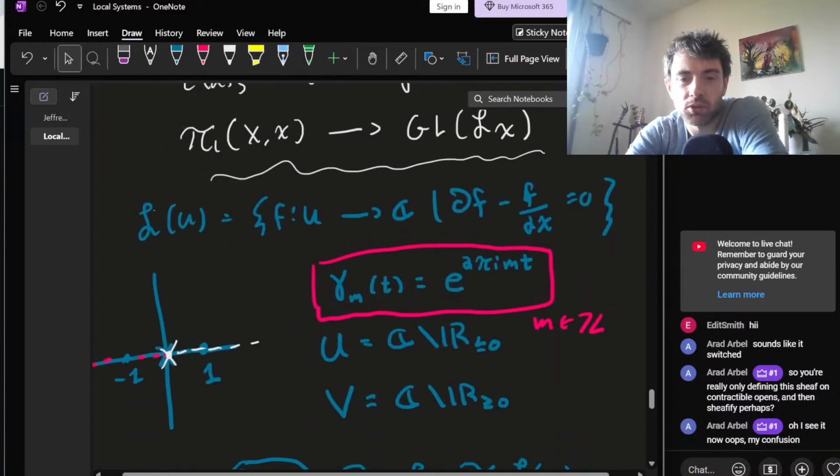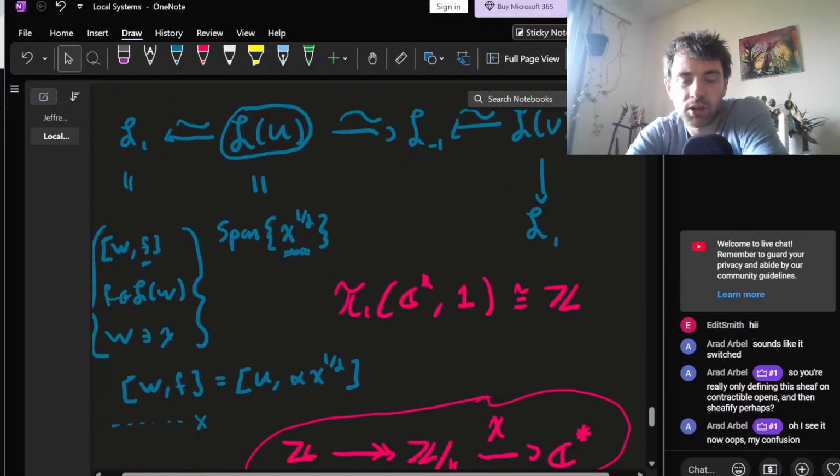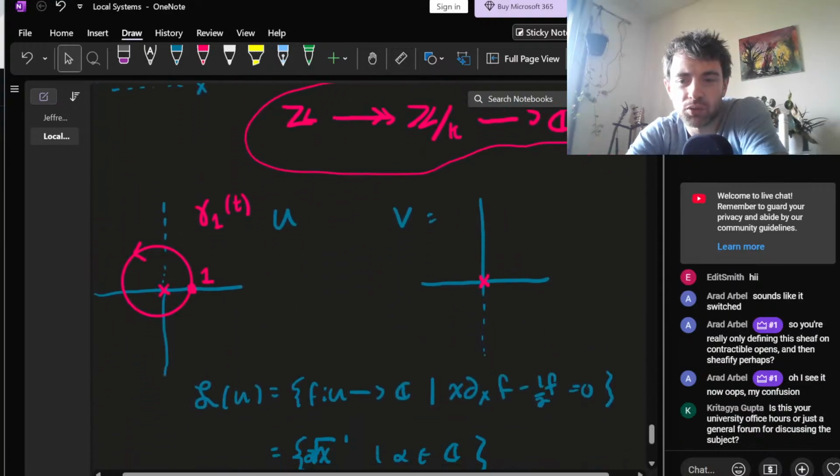So we're going to compute for our sheaf that we had last time, the so-called square root sheaf, because these are square roots of functions.